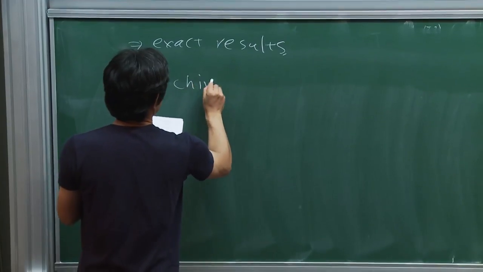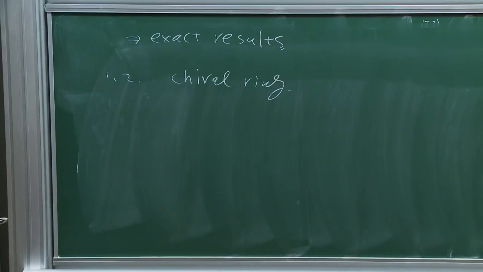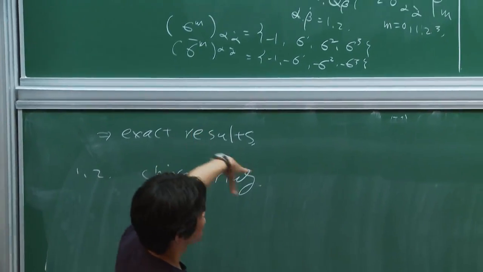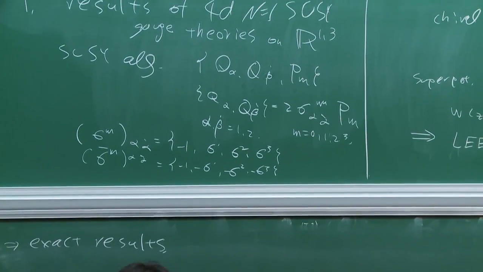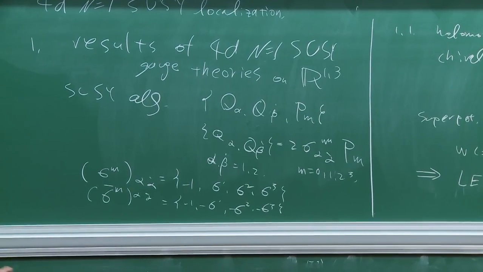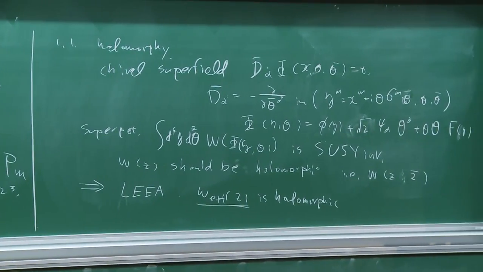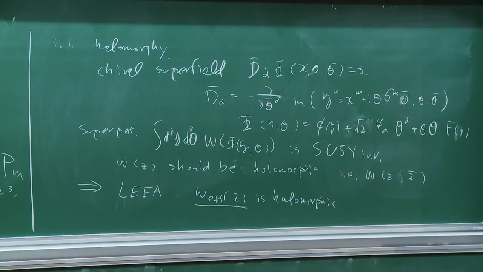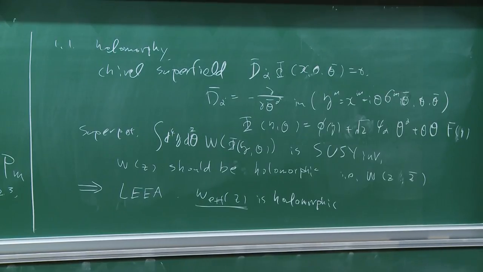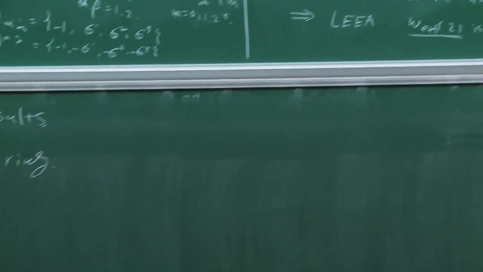Next, an important thing is the chiral ring. This notion is not special to 4D N equal 1; of course for 2D (2,2) or 3D N equal 2, almost any theory has this holomorphic structure. So we can use this idea for almost any supersymmetric theory. And this chiral ring is also a very general idea, that is, the lowest component of phi.